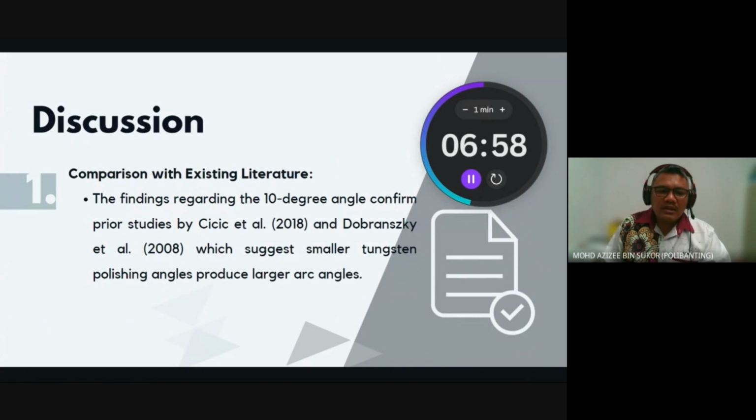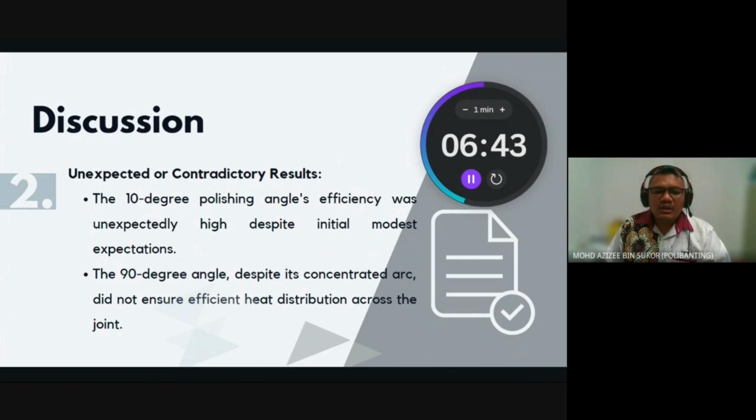The finding regarding the 10-degree angle confirmed prior studies by Sisik 2018 and Dobransky 2008, which suggest smaller tungsten polishing angles produce larger arc angles. The unexpected result: the 10-degree polishing angle's efficiency was unexpectedly high despite initial modest expectation. The 90-degree angle, despite its concentrated arc, did not ensure efficient heat distribution across the joint.